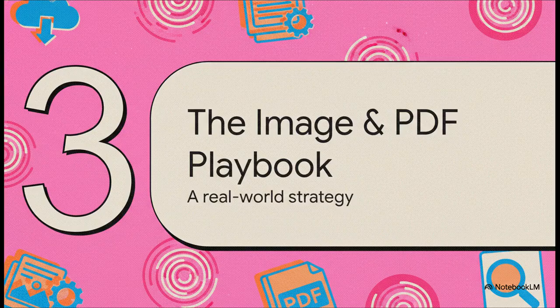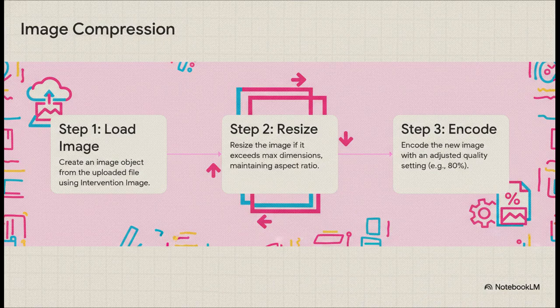Okay, we've got our tools. Now let's get into the playbook. Let's see how we can build a real-world strategy for handling both images and PDFs. For images, it's a pretty simple 3-step dance. First, you just load the uploaded file into Intervention Image. Second, you resize it. There's absolutely no reason to store a 4,000 pixel wide image if your website is only 1920 pixels wide, right? And finally, you just save it out with a slightly lower quality setting. A quality of around 80% is usually the sweet spot between size and clarity.